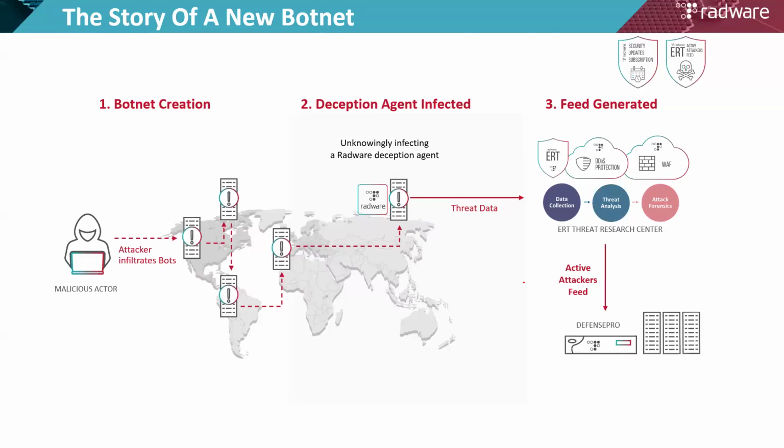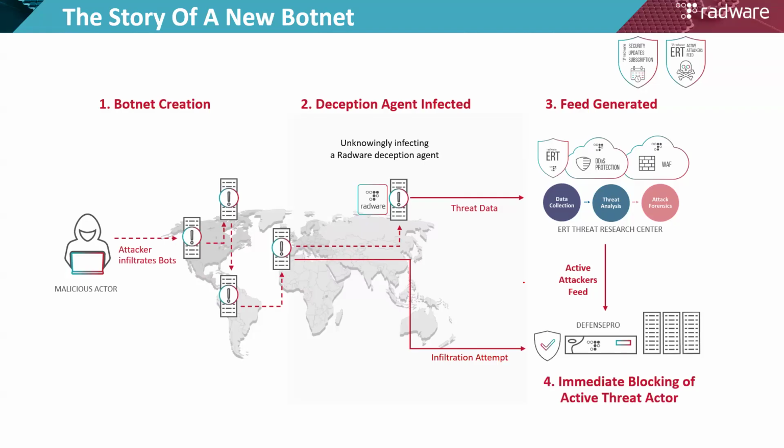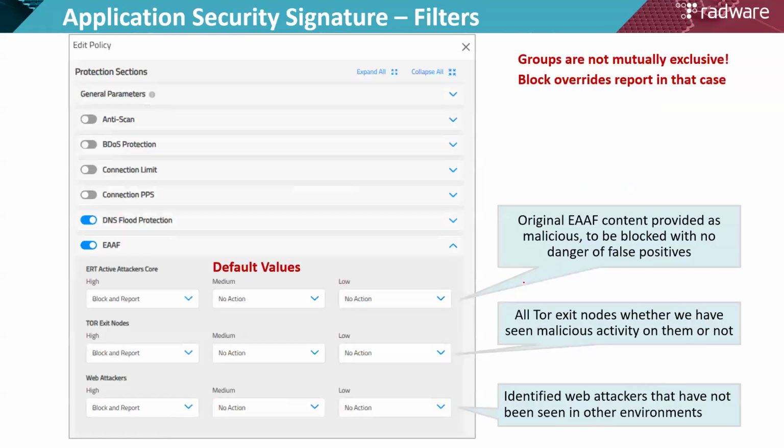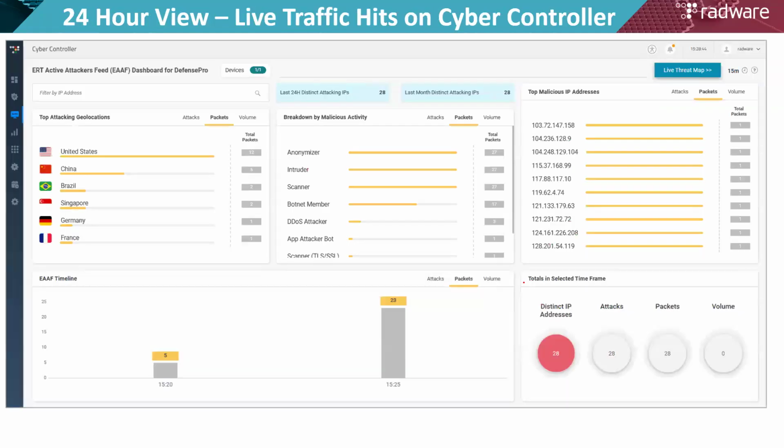It can be incorporated into the DefensePro, and any attack originating to the DefensePro would be mitigated by the DefensePro right away. In order to enable this, you just need to click on the ERT active attackers feed and simply enable the functionality. This is the overview.